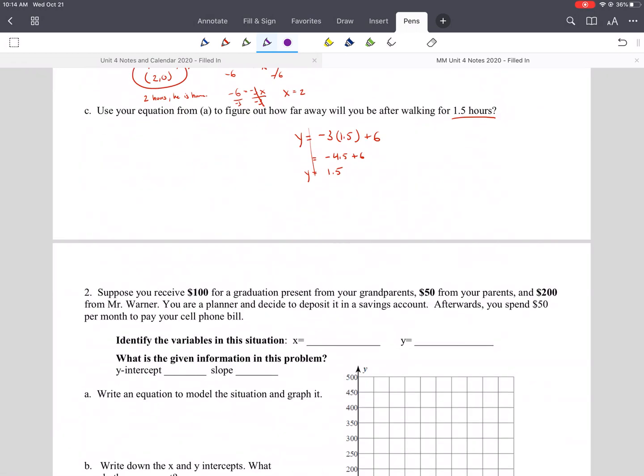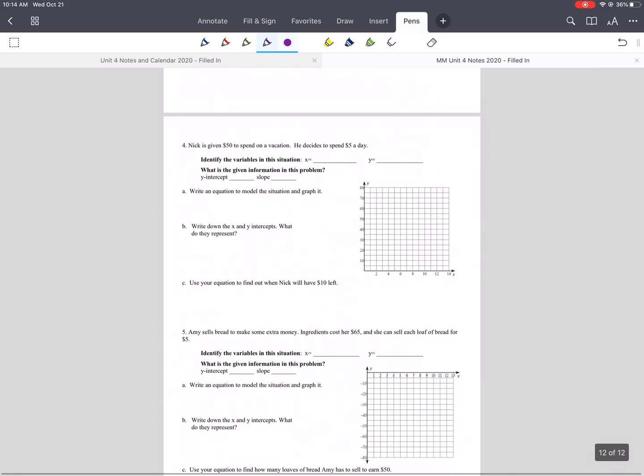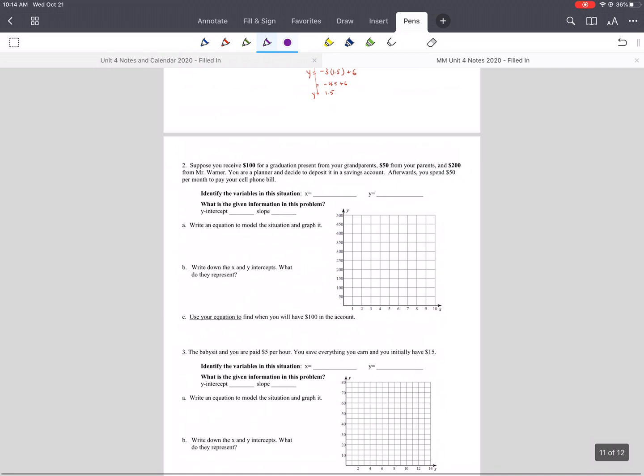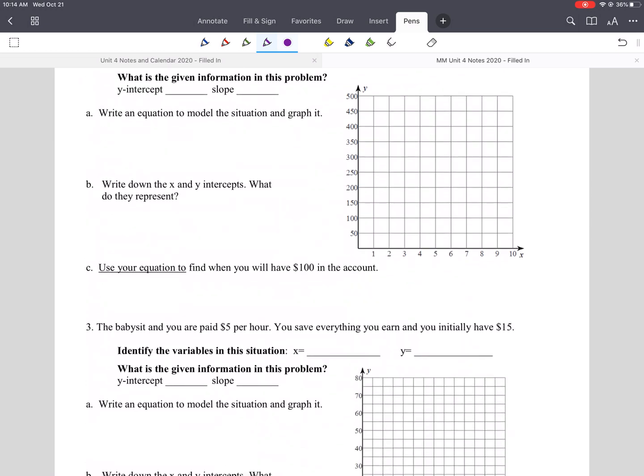All right, so let's try a couple others. Probably won't do all of them, but I'd like you to give a try on some of them. So let's do one more together and then we'll have you do a couple.